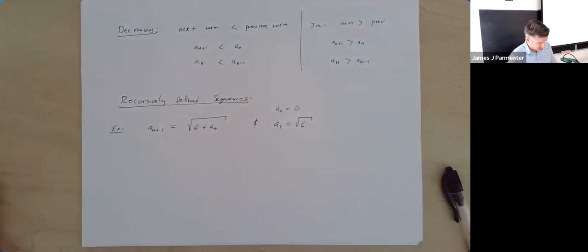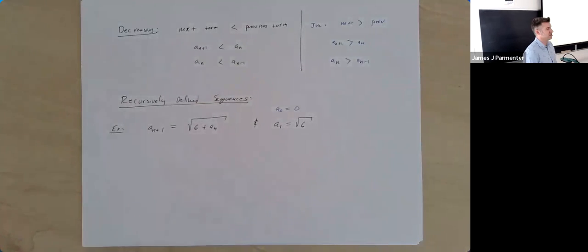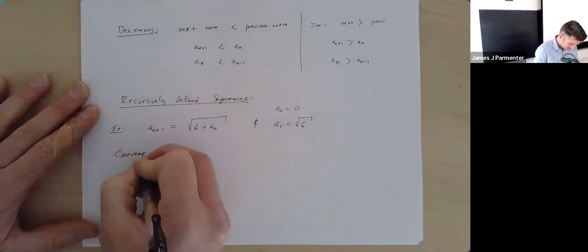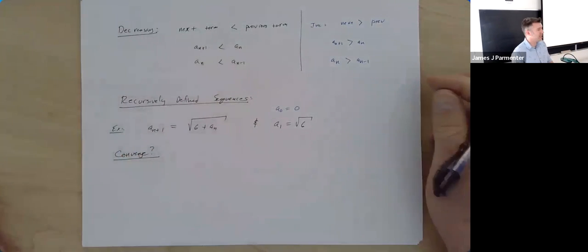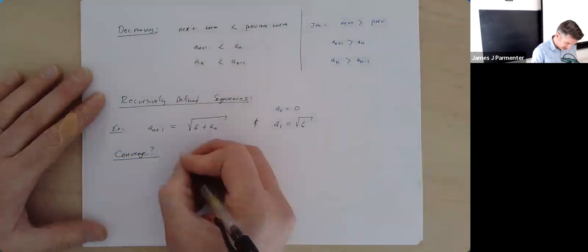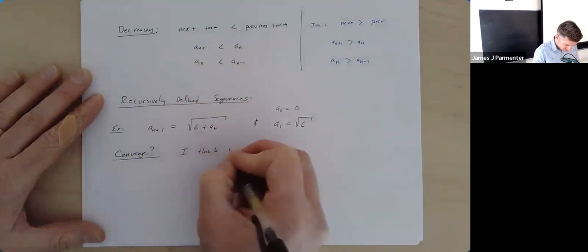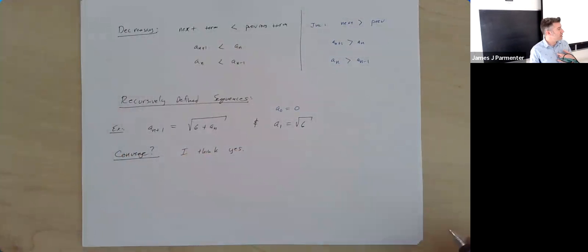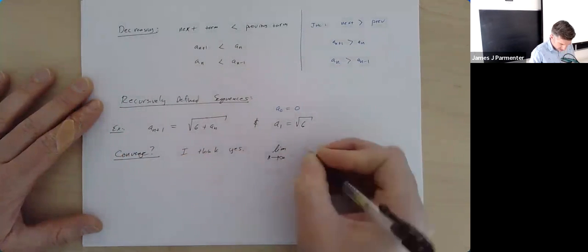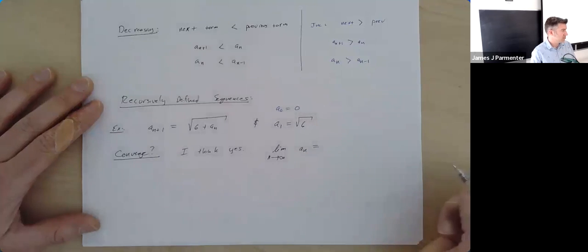Okay, so does this converge? Good question. Let's talk about the two kinds of ways you would approach this question. One way is to say, well, I think it converges. I think this limit exists. So I think yes. And so what that means to me is that I think the limit as n goes to infinity of a sub n is going to equal some real finite number, which we often call capital L.